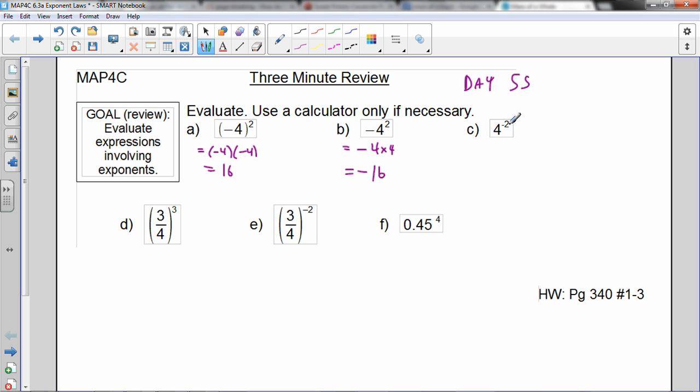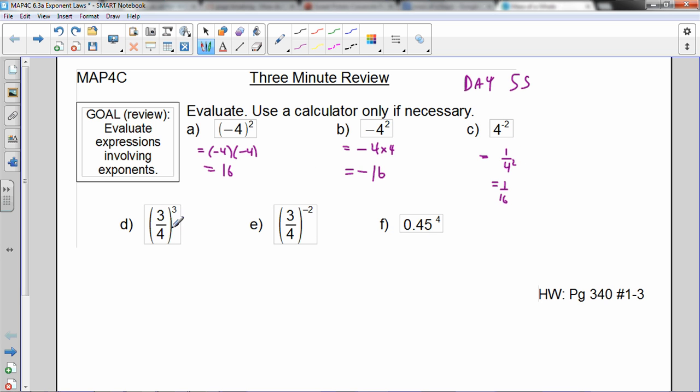Now, what happens if the negative is in the exponent? What does that mean? Well, remember, and we'll get to exponent laws in just a little bit, negative exponent means to flip the base. The base is 4, flip the base, now you've got a positive exponent. So the negative exponent meant 1 over, and then we could calculate.